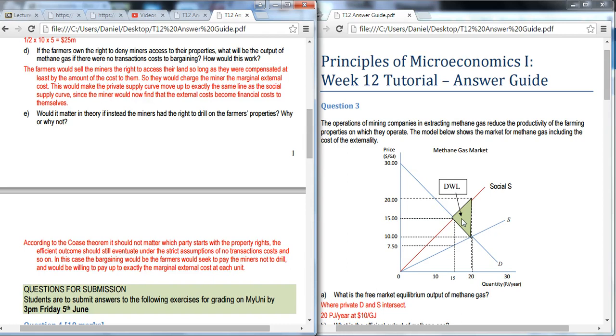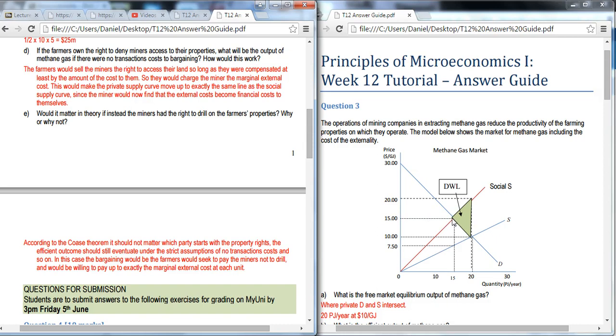Anything more and the cost to the farmers is more than the profit to the miners if they made it, so they'll pay them to make less. But anything less and the profit to the miners, which is this difference here, is going to be more than the cost to the farmers, which is this difference here. So that is too much for the farmers to pay. They're not going to pay that. So they're not going to pay anything to the left of this point. They'll keep paying to reduce it from the right of this point.